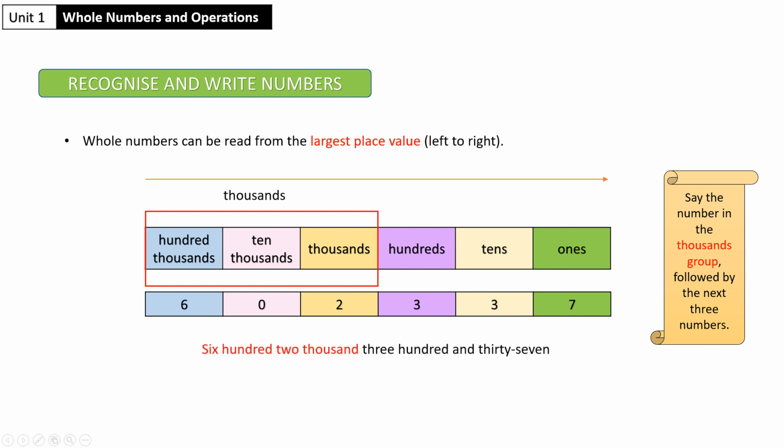Okay, this is how we read and say the number correctly. 602,337. Murid-murid boleh pause video ini untuk melihat sama ada jawapan ini betul atau tidak.